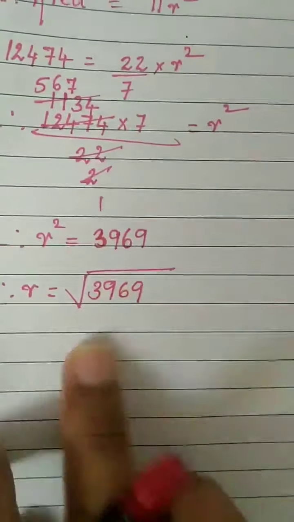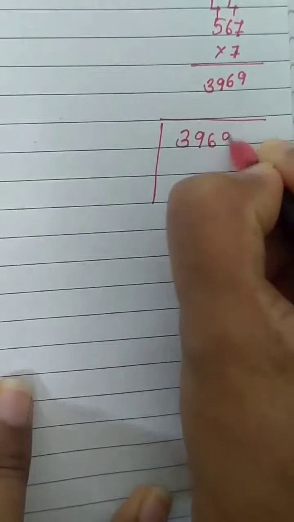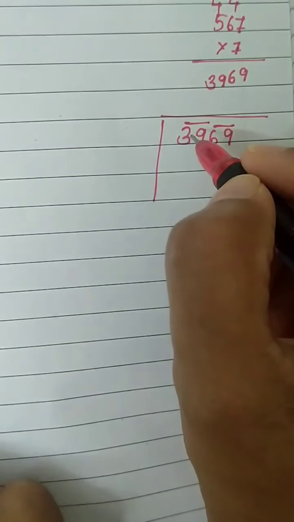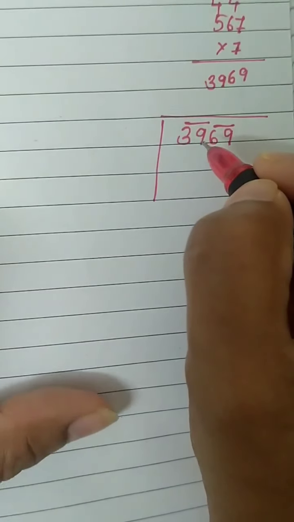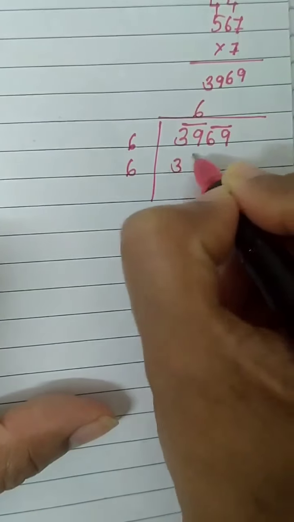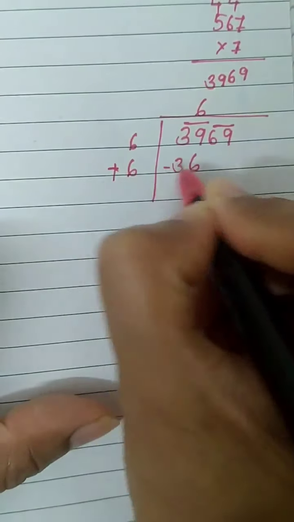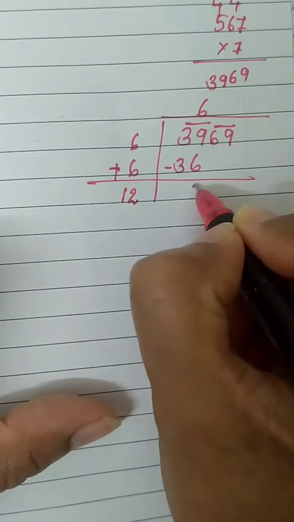If you don't know the square root, use the division method. Division method is this way. 3969 will write. Here this is not a decimal number, so directly from the end we will make group. So first group is 39. Square of which number will give you 39 or less than that? 6 6's are 36. Here plus, here minus. This is 12. 9 minus 6 is 3.